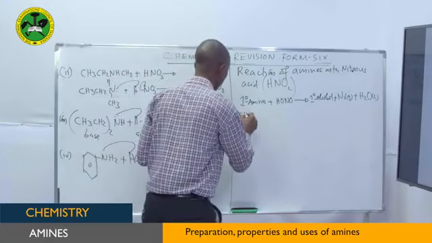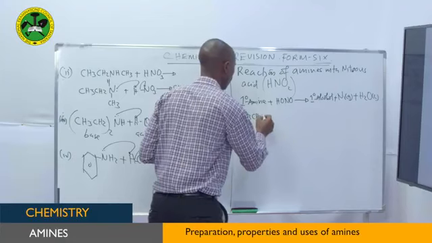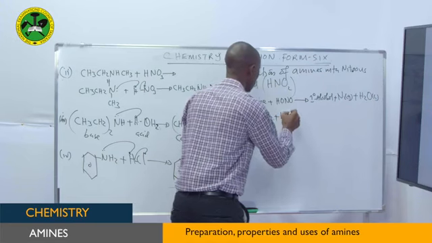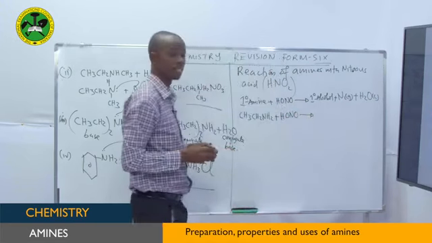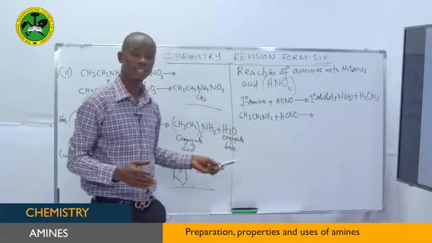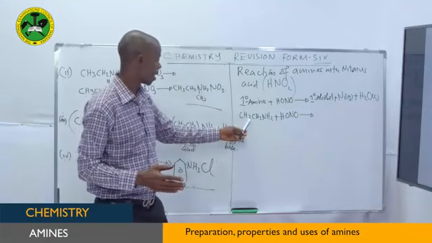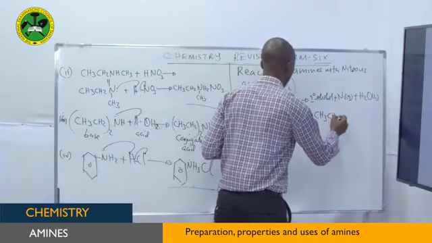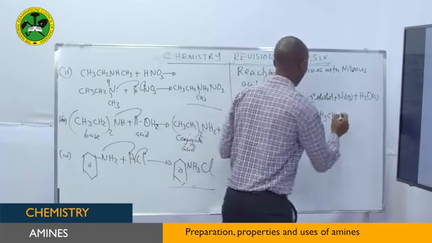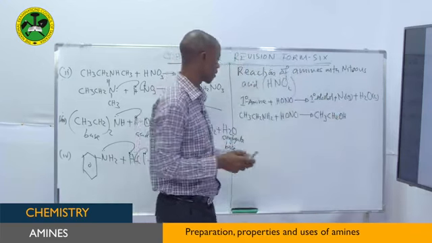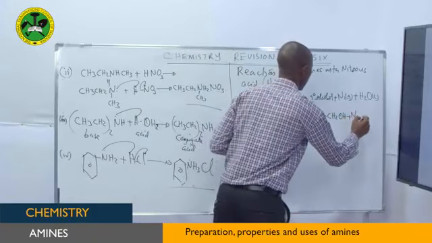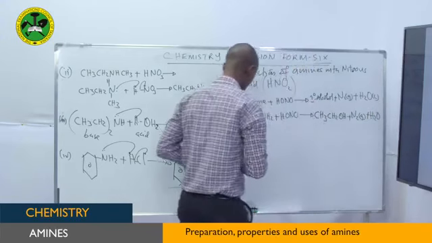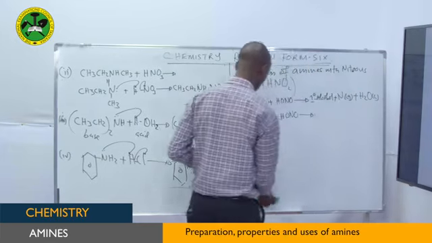Example of this one: ethylamine, when reacted with nitrous acid, the primary alcohol will have the same number of carbon atoms as the amine. So here we're going to have this one. You are going to form a primary alcohol, which is ethanol, plus nitrogen gas and water. So let me write them here.